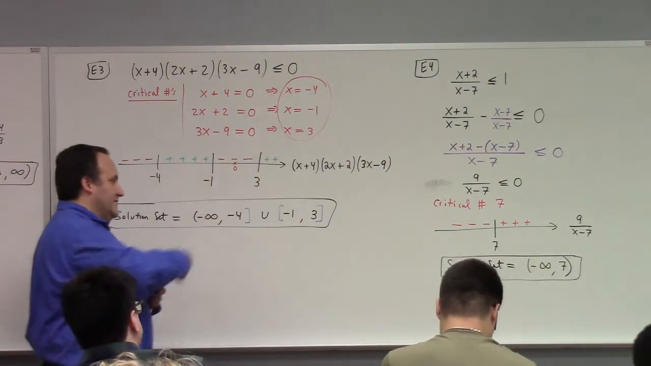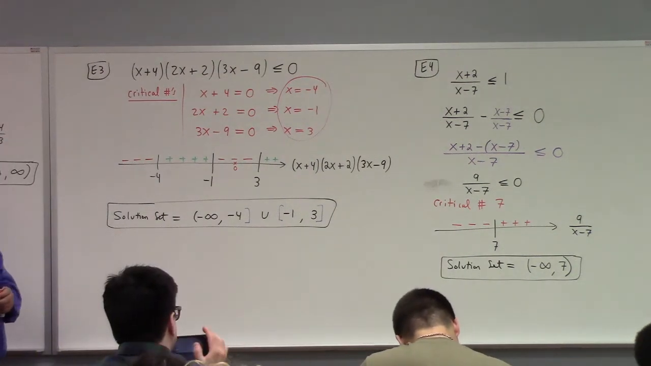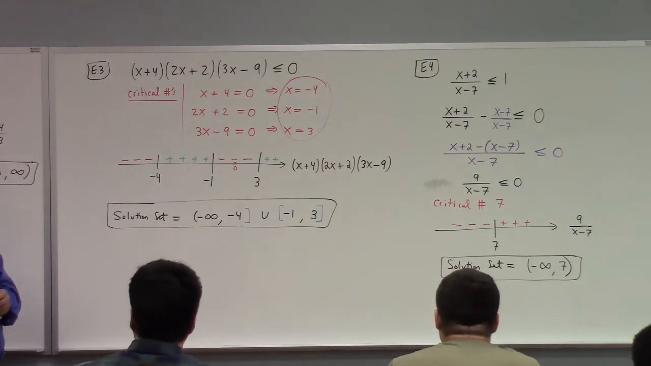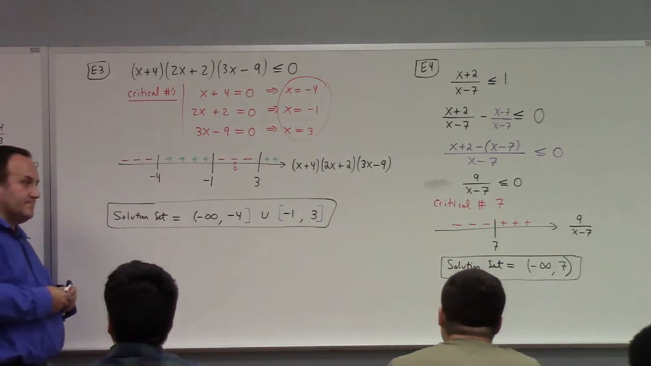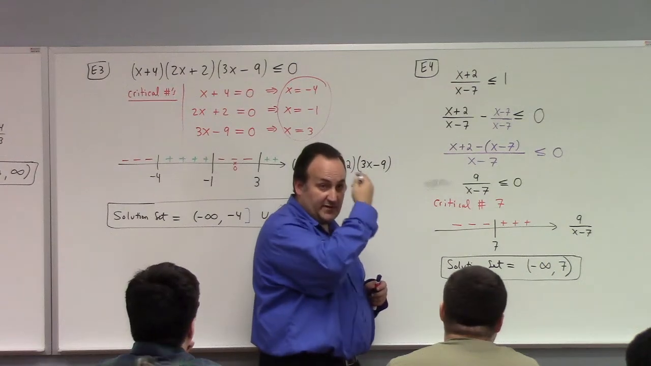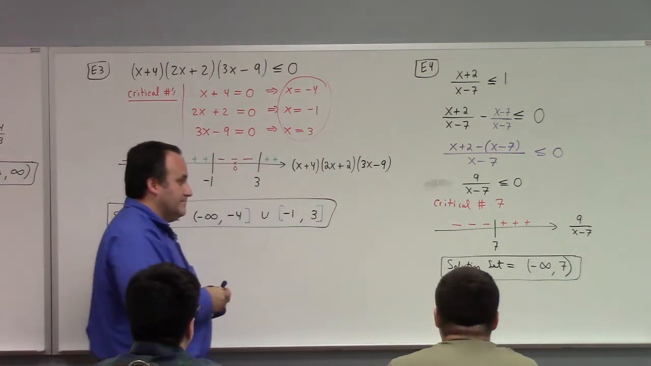In fact, this expression is never 0, right? If you tried to solve 9 over x minus 7 equals 0, you'd never find anything. It's never 0. So the only way to have a fraction equal to 0 is if the numerator can be 0. How are we going to put the negatives on the left side of the 7 when they're minus 7, right?